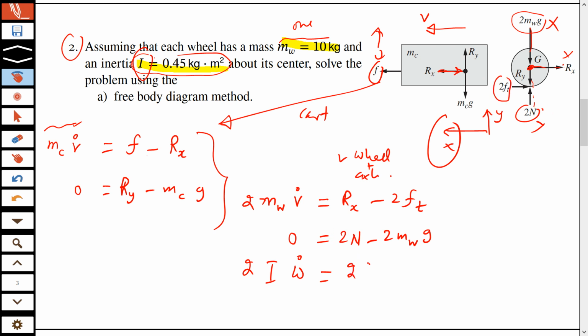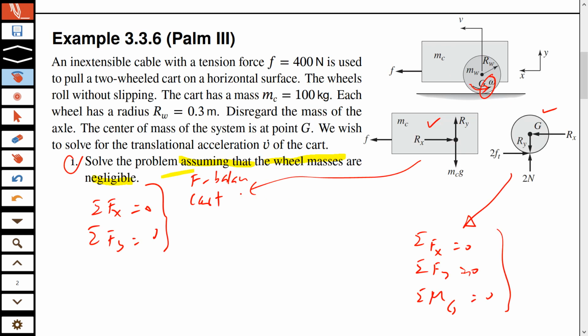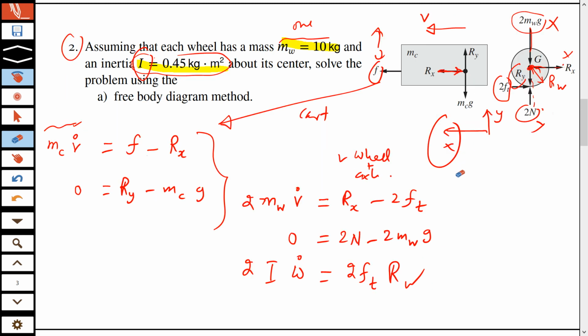So 2Ft is the force, and you multiply that by Rw. This is the radius of the wheel, given there. This is what I'm talking about. Don't confuse that with Ry. It looks like a radius, but it is actually a reaction force. So we will write here Rw instead of Ry.